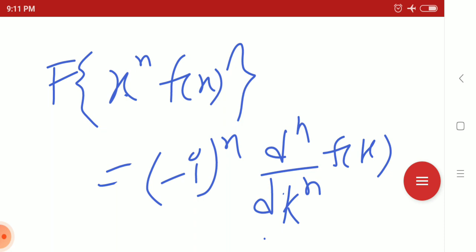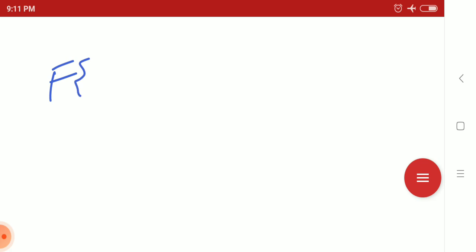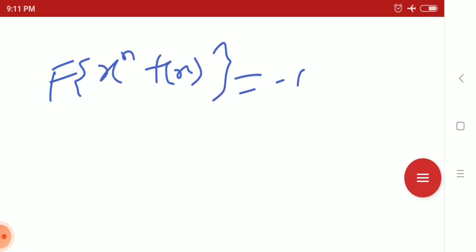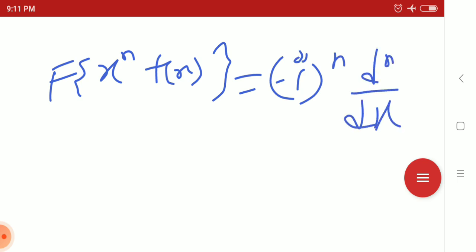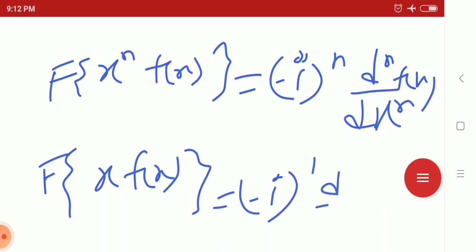Similarly, again write this property: x to the power n f of x will be minus 1 whole to the power n, d^n by dk^n f of k. Suppose we are doing Fourier transformation of x f of x. So what will it give? It will give minus i whole to the power 1, d by dk f of k.